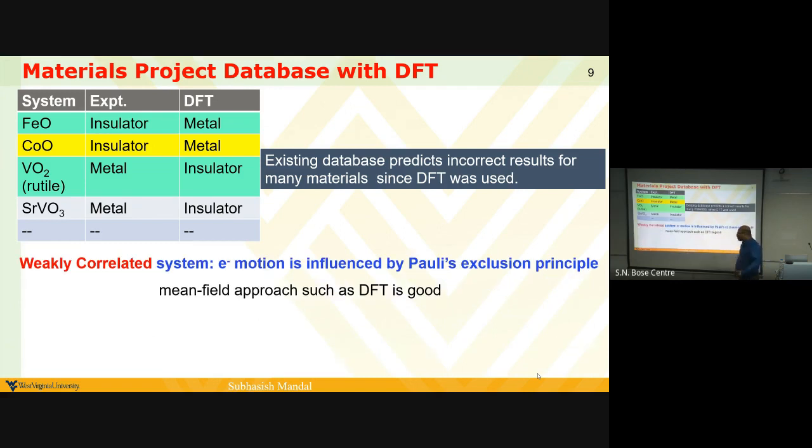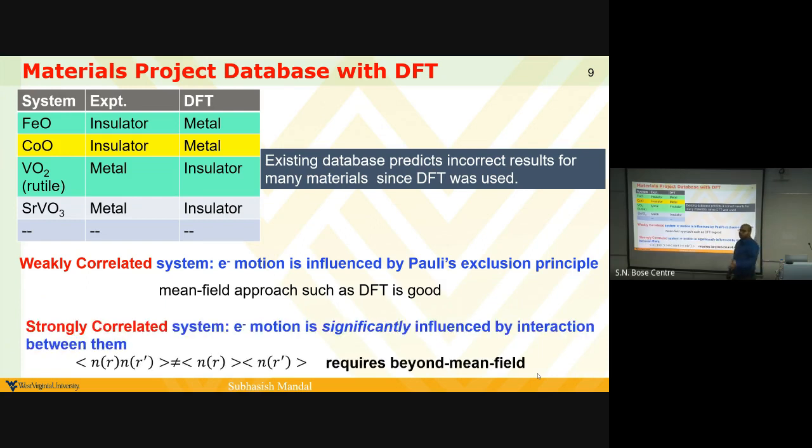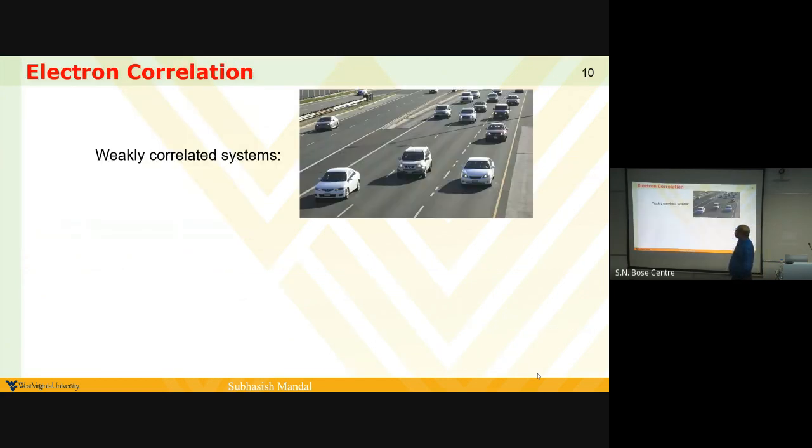One is weakly correlated systems, as you know, where electrons' motion is influenced only by the Pauli exclusion principle, and mean field approximation such as DFT is good. The other is strongly correlated material. Then we can categorize: if DFT does not work, maybe this is a strongly correlated material, because this kind of averaging will not work.